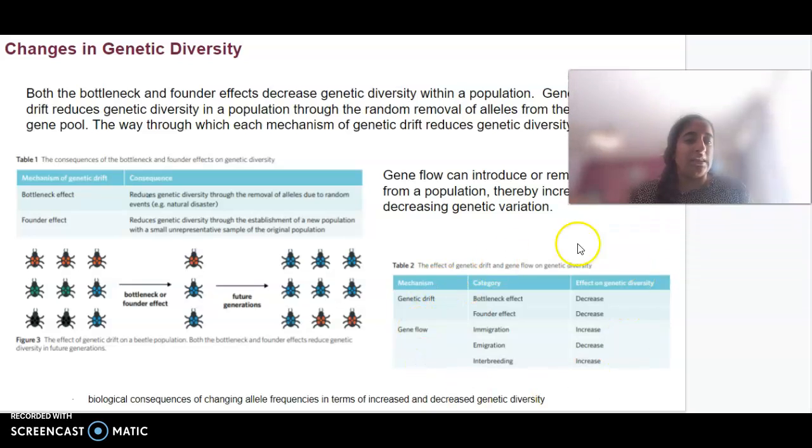We can also see here, this summarizes the effect of genetic drift and gene flow on genetic diversity as well. So we can see with genetic drift, our bottleneck effect and our founder effect both decrease genetic diversity, whereas with gene flow, immigration and interbreeding will increase genetic diversity, but emigration, where our alleles are moving out of the population, that will result in a reduction of the genetic diversity.